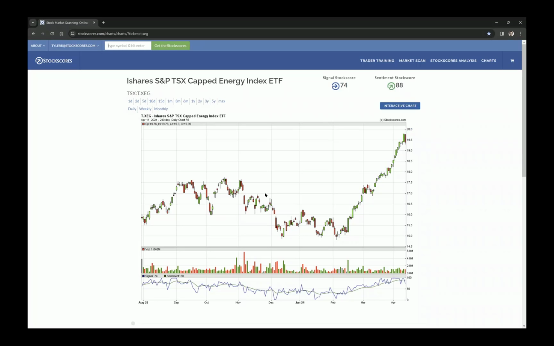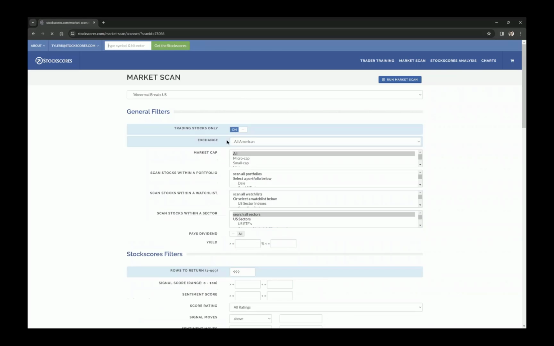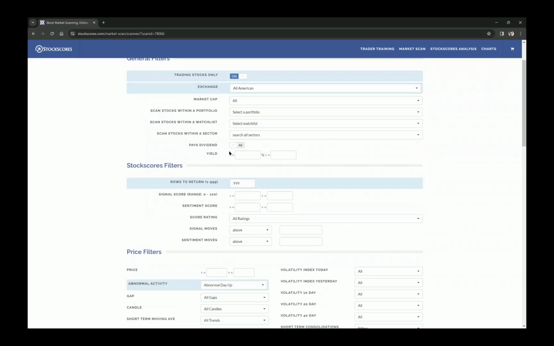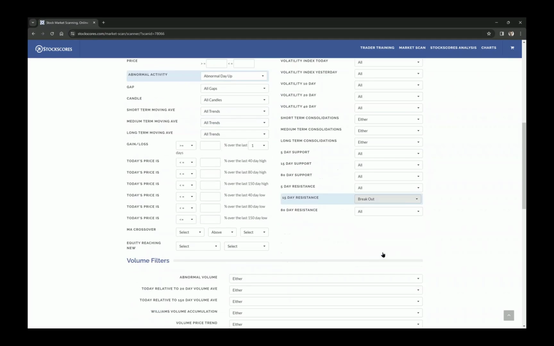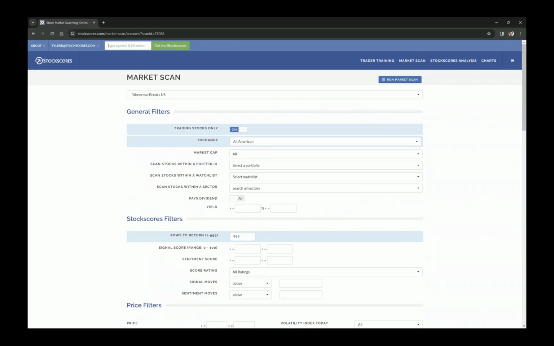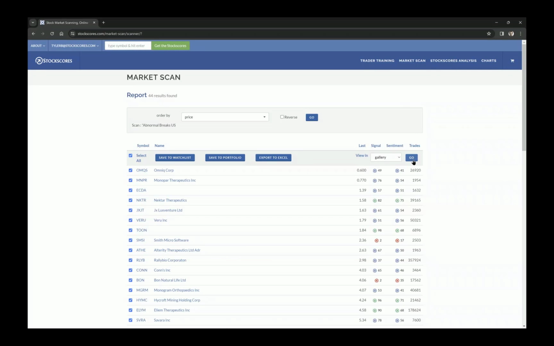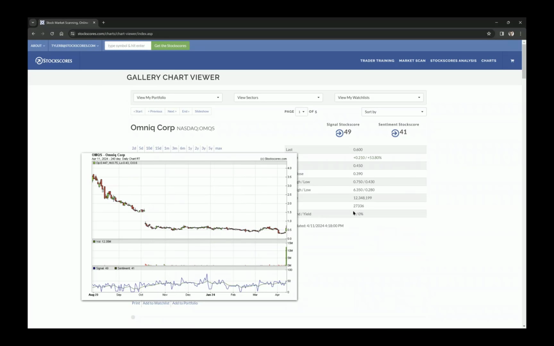Okay, let's do a market scan and then I'll come back to some of these other stock questions, because there's a few that have been submitted. So what we're going to do now is run a scan called Abnormal Breaks US. This particular scan looks for US listed stocks that have made an abnormal day up, are breaking through 15-day resistance, and trade at least 1,000 times. I like to run the scan every day. It's kind of my favorite for finding position trades. And let's look through these and evaluate if they're any good.